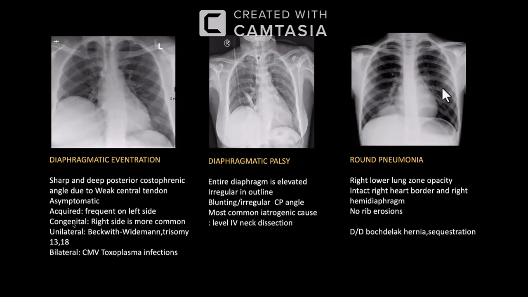If it is acquired, frequently it will be on the left side; congenital is most common on the right side. In young or pediatric cases, you have to think of Beckwith-Wiedemann syndrome and associated trisomy 13 and 18. And sometimes if you see bilateral, then a previous history of toxoplasma infection can cause bilateral diaphragmatic eventration.